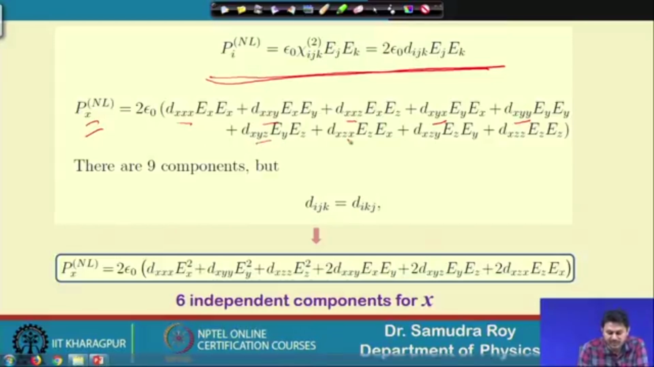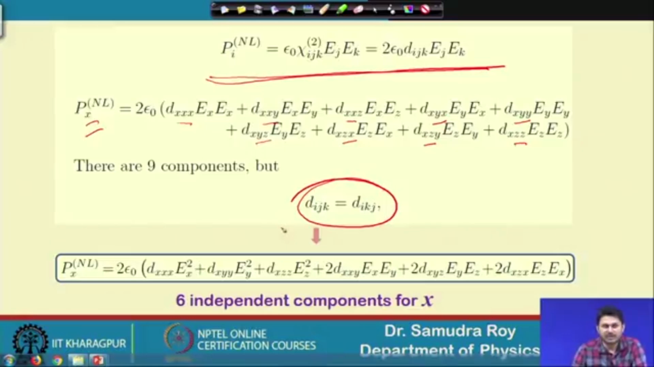So, I am just changing the next two indices. There should be 9 components: 1, 2, 3, 4, 5, 6, 7, 8, 9. But again, I am using this permutation symmetry, and once I use it, I will reduce this to 6 components. So for P x initially it was 9, similarly for P y we have 9 components, and for P z we had 9 components.